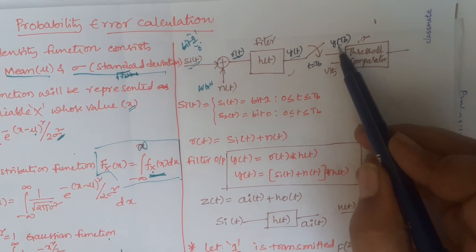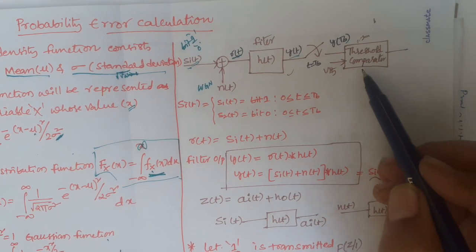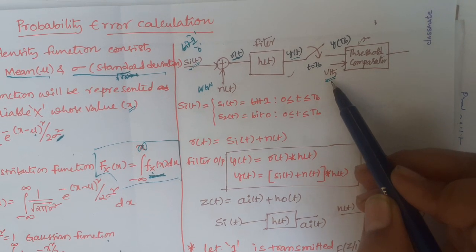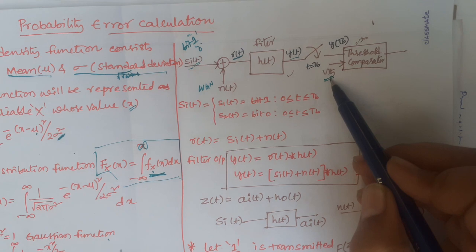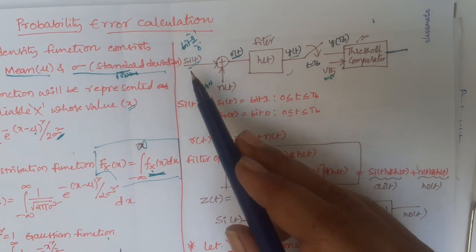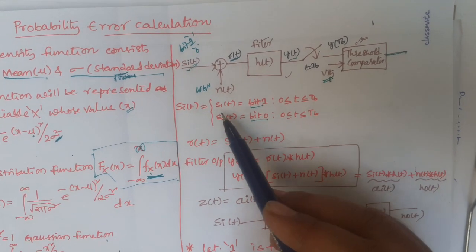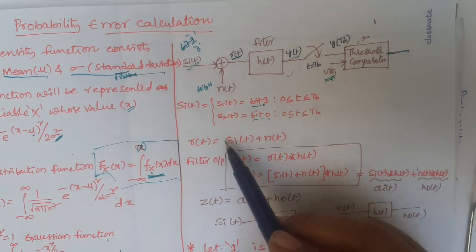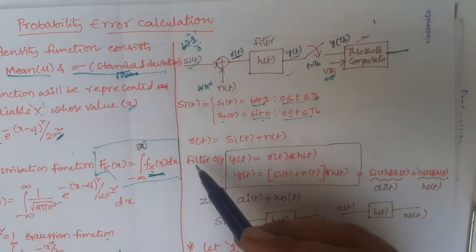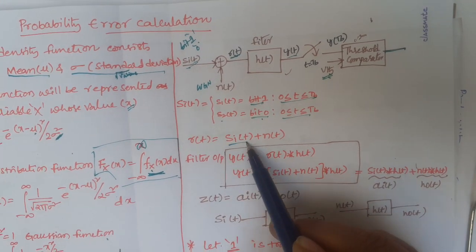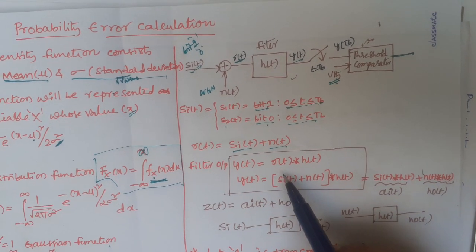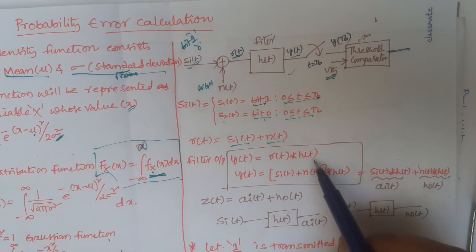So Y of TB, this DC signal, is passed through the threshold comparator. This threshold comparator has an internal threshold voltage. It compares the sample with the internal threshold voltage and produces the output, that is bit 1 or bit 0. Let us take S1 of t for bit 1 and S2 of t for bit 0 for 0 to TB duration. Now R of t is the sum of Si of t and N of t. Now the filter output Y of t is equal to R of t convolved with the filter H of t.